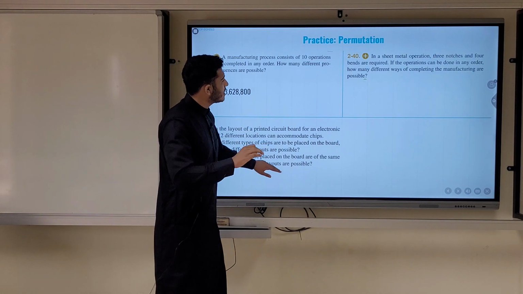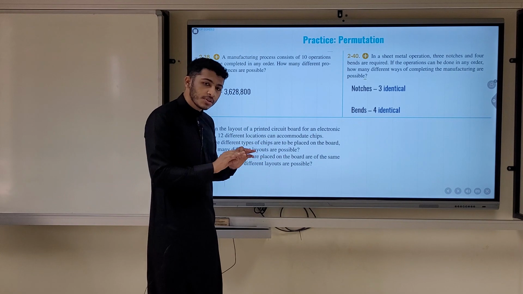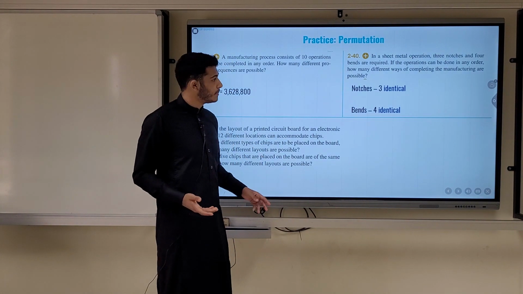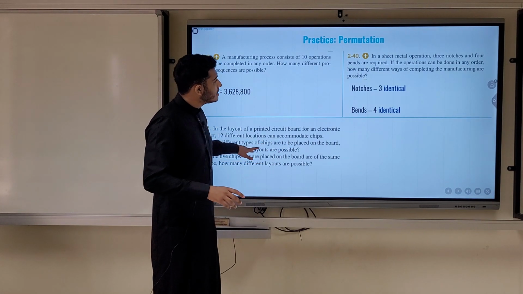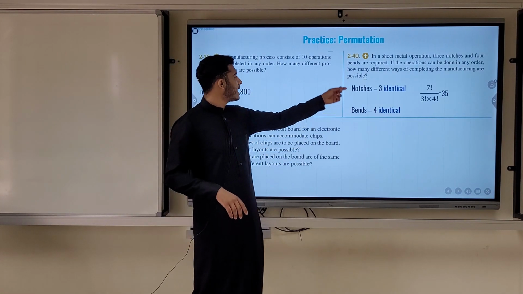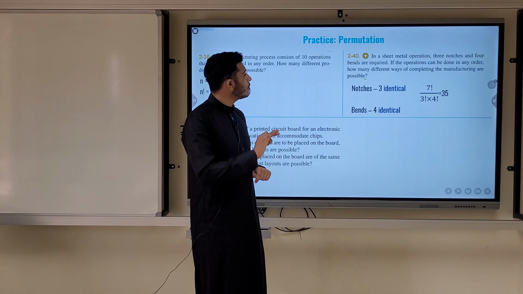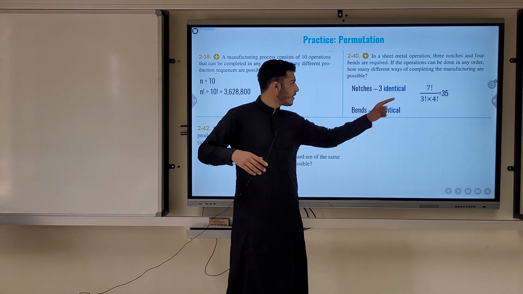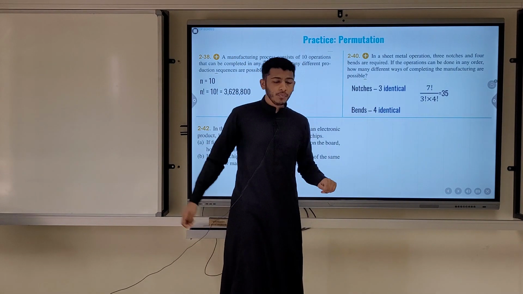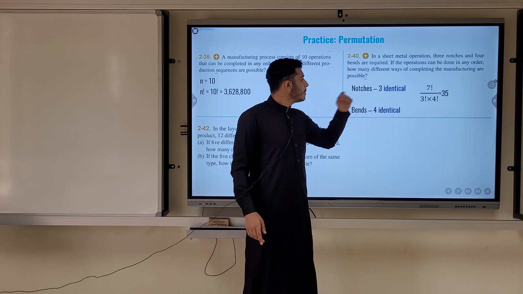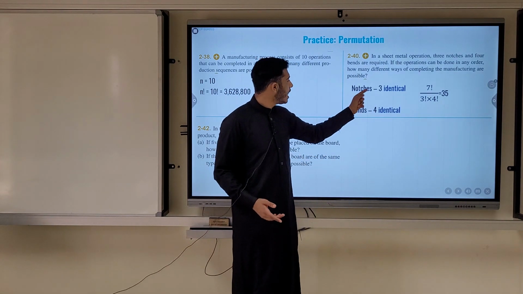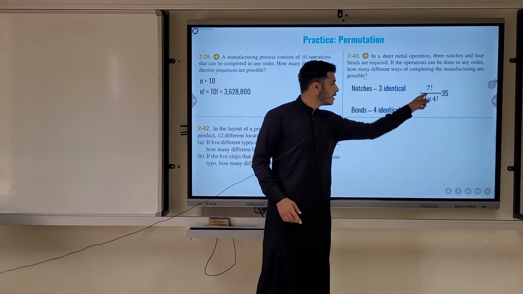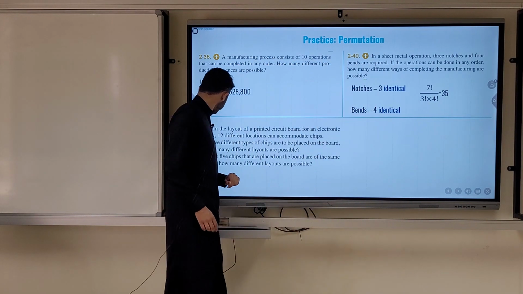So we understand that there are identical items here, and we said we have a formula for when we have identical items and we have order at the same time. So the implementation of the formula is going to look like this, where we combine all the possible operations, which are the 3 notches and 4 bends, equal to 7 factorial here. And we divide by the number of identicals we have, which are 3 identical notches, 3 factorial, and 4 identical bends, which is 4 factorial. Here we're gonna end up with this number.